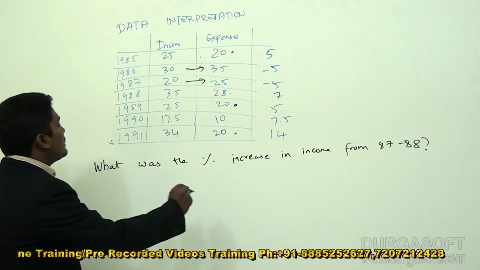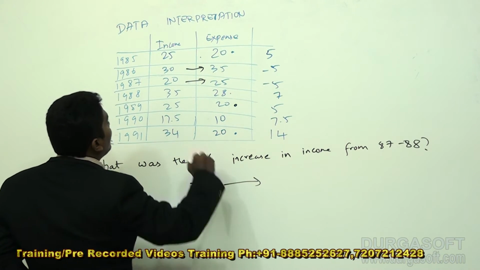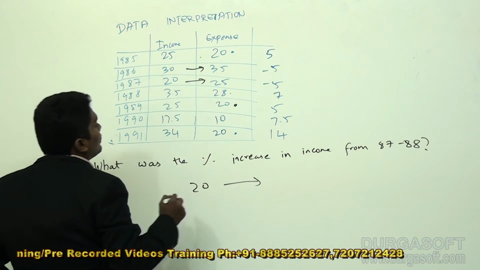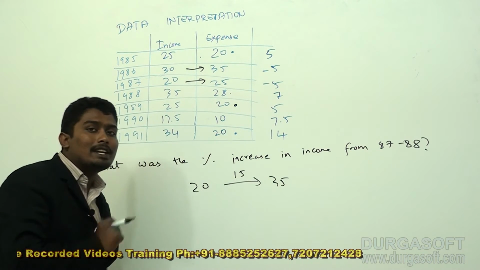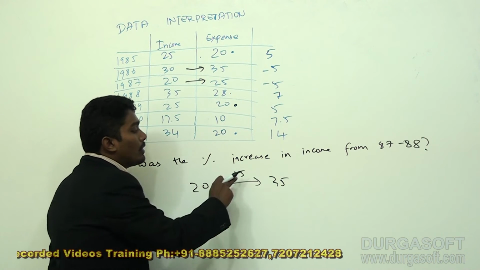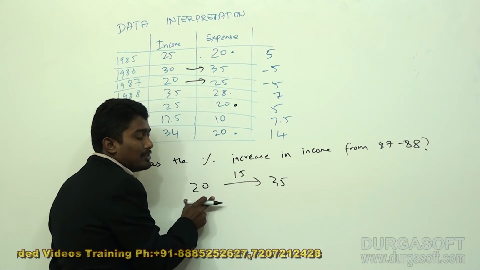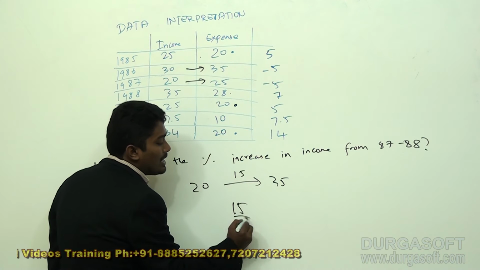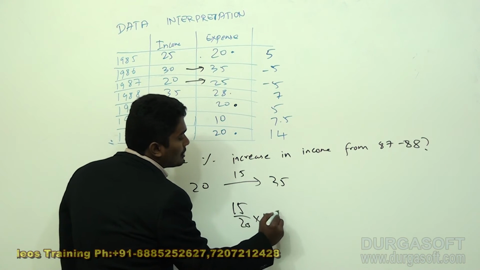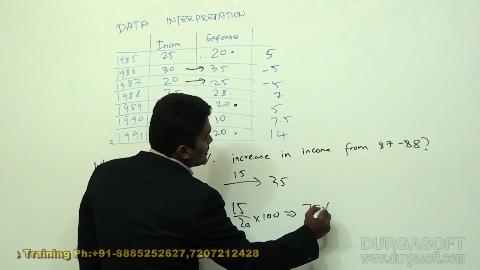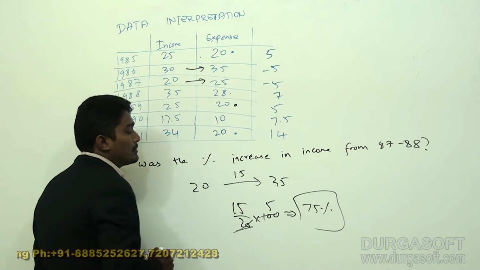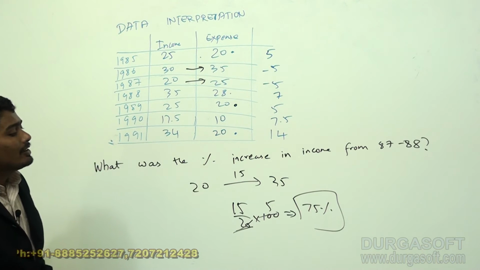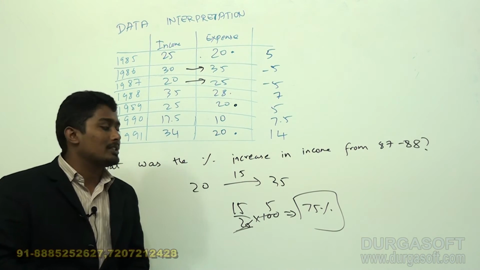In the year 1987 the income was 20. In 1988 the income was 35. So the increase is 15. I need to represent this 15 as a percentage of the base value, which is 20. So 15 by 20 into 100, which is nothing but 75 percentage, because 20 one time is 20, 5 times is 100, and 15 times 5 is 75. So 75 percentage will be the answer for this question.